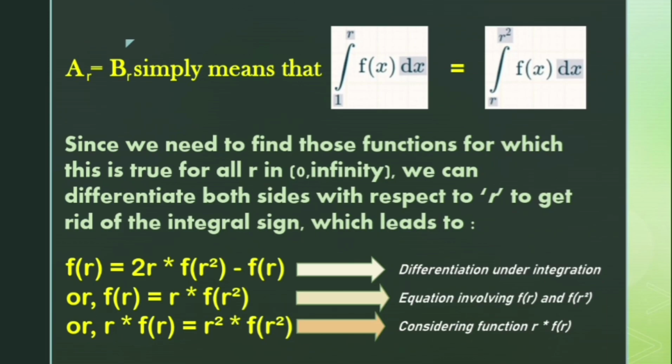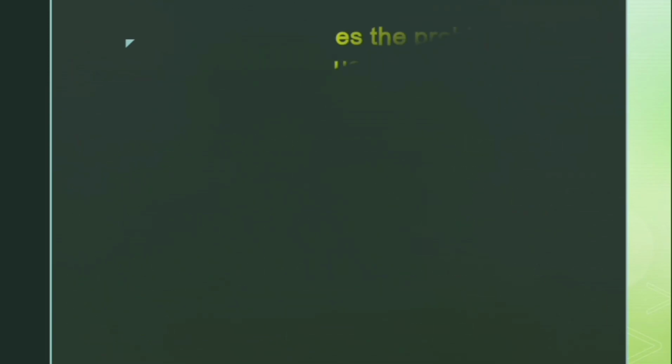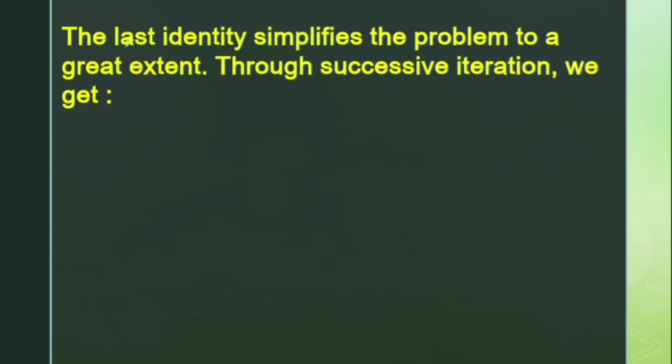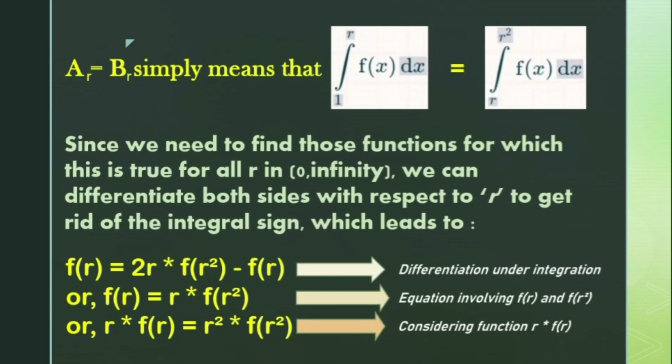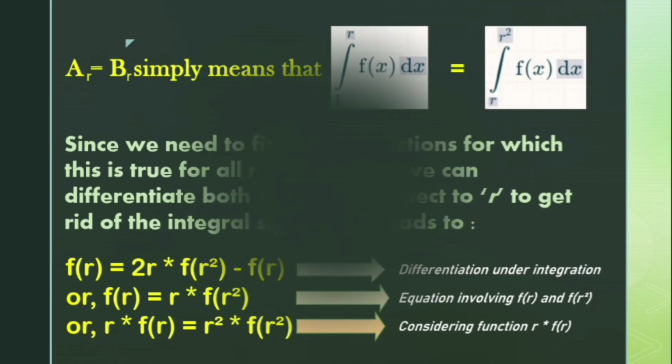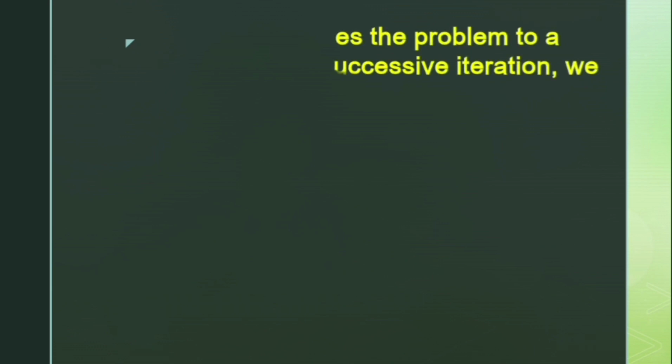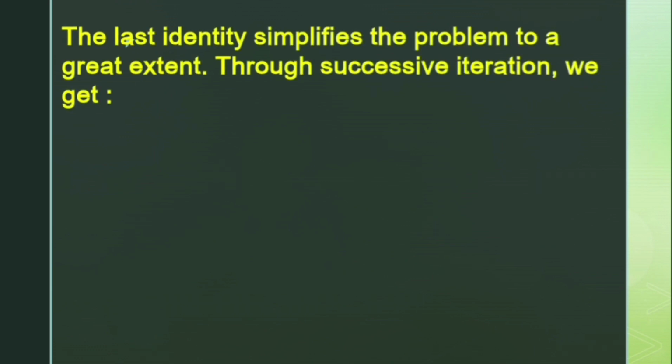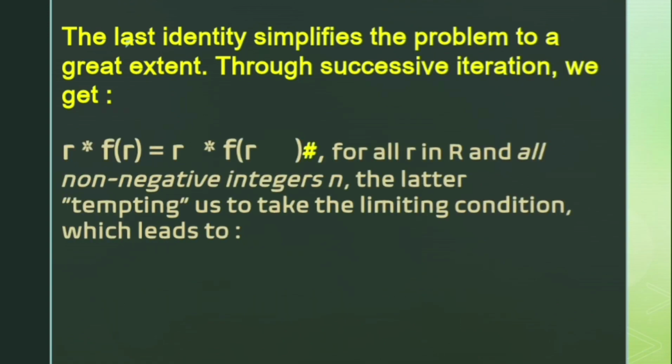Now the identity which we have just noticed, that is r times f(r) equals r squared times f(r square), simplifies the problem to a great extent. Through successive iteration we get... Now you may be wondering, how does that identity simplify the problem and what do we mean by successive iteration? Not to worry, we'll see in a minute.